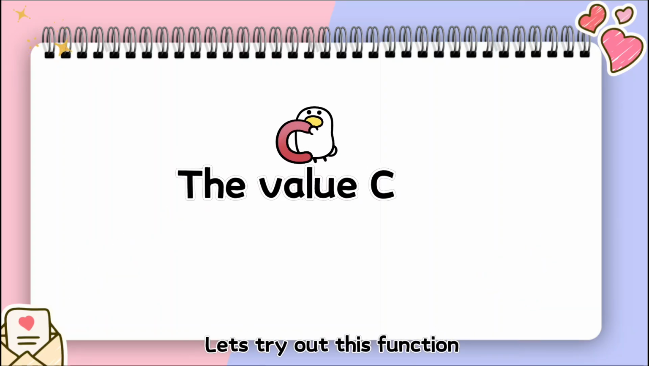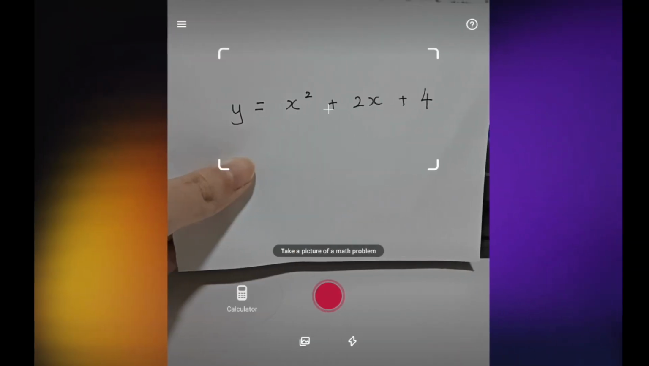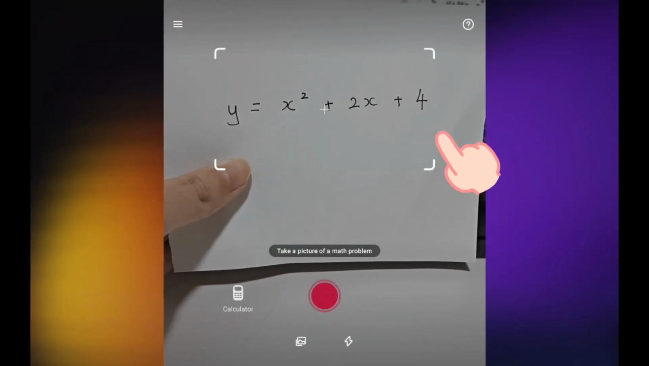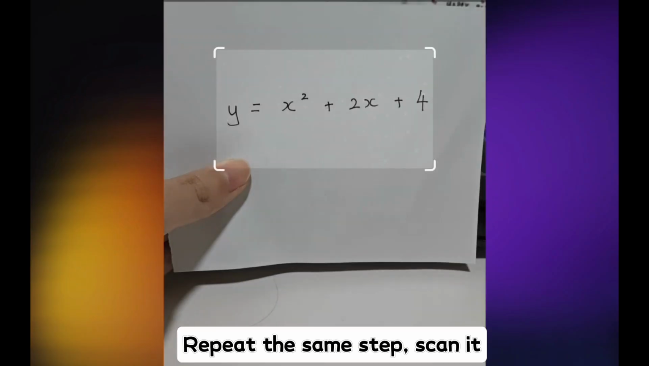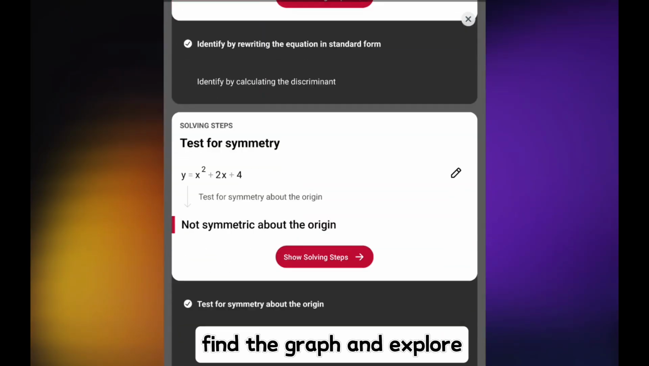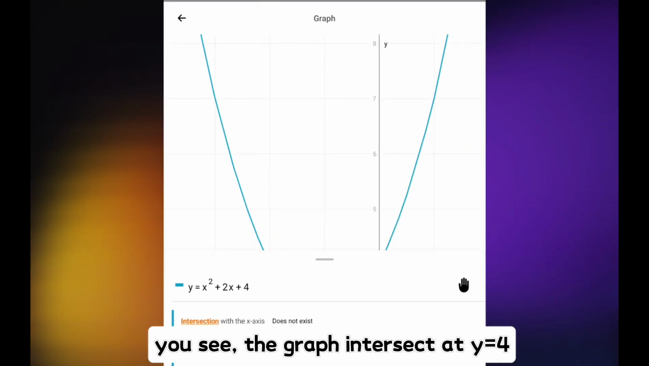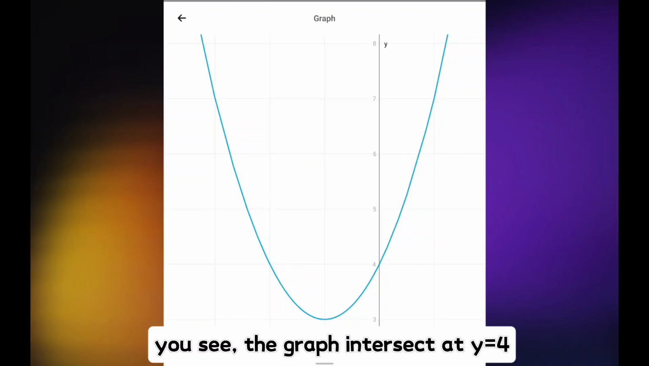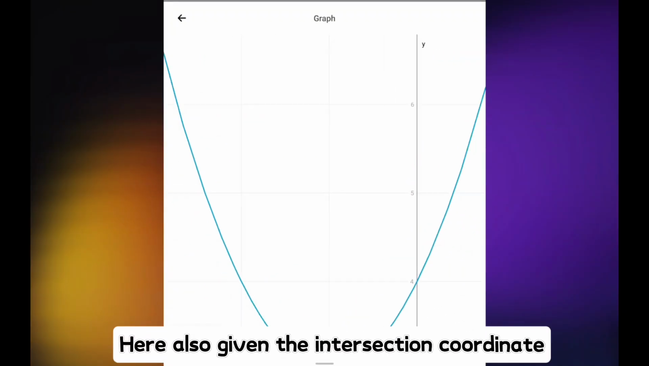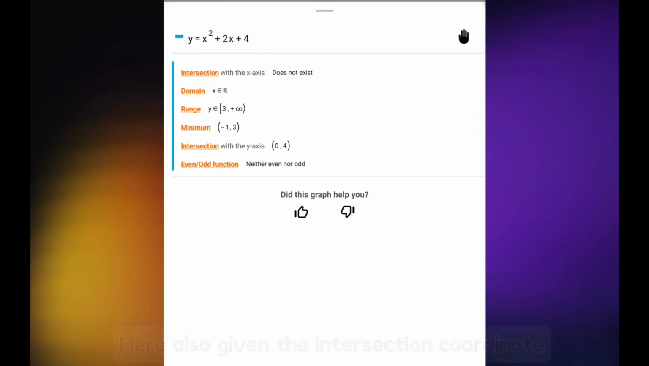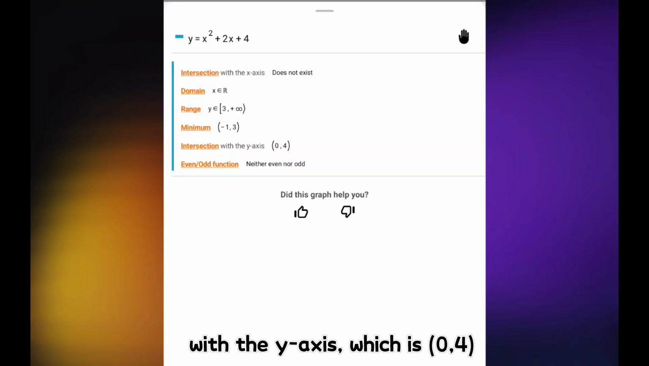Let's try out this function. y equals x^2 + 2x + 4. Repeat the same step. Scan it, find the graph, and explore. You see the graph intersect at y equal to 4. Here also given the intersection coordinate with the y-axis, which is (0, 4).